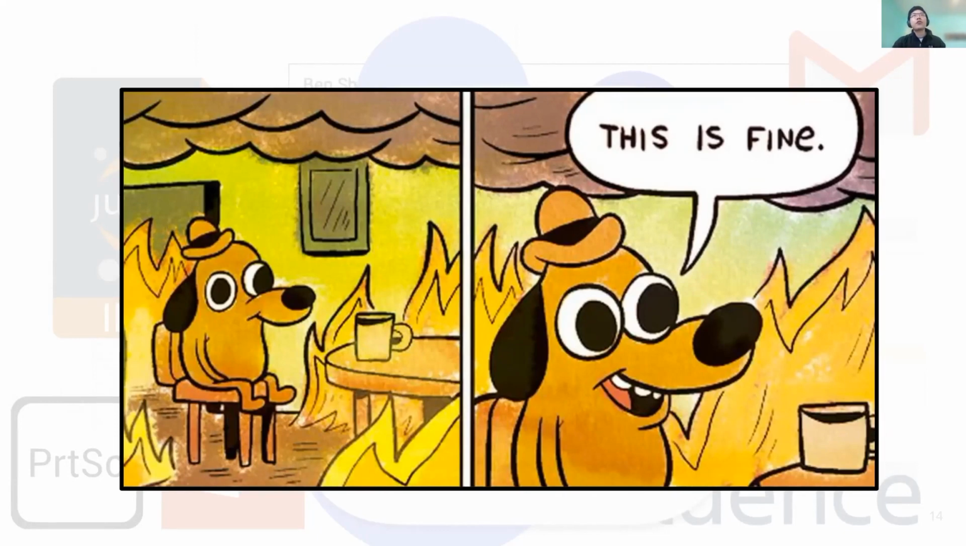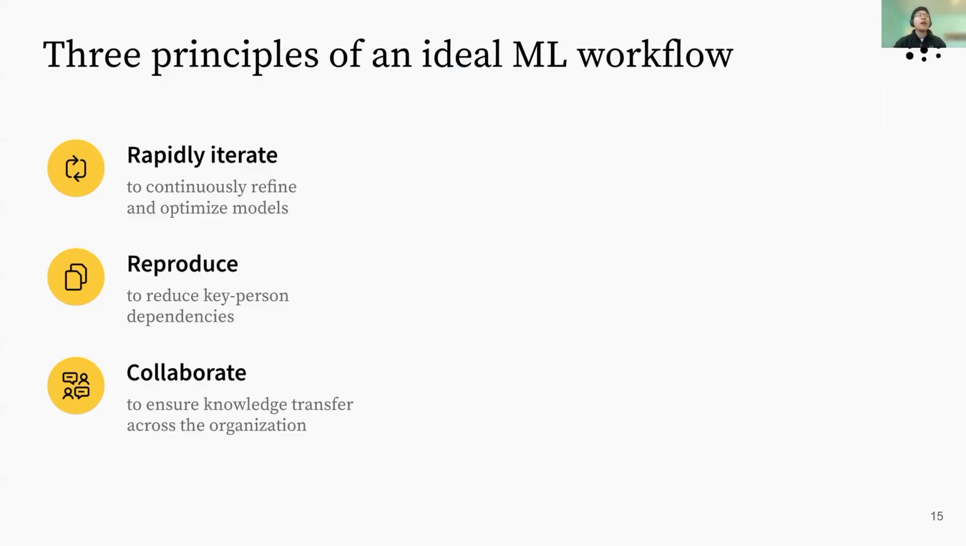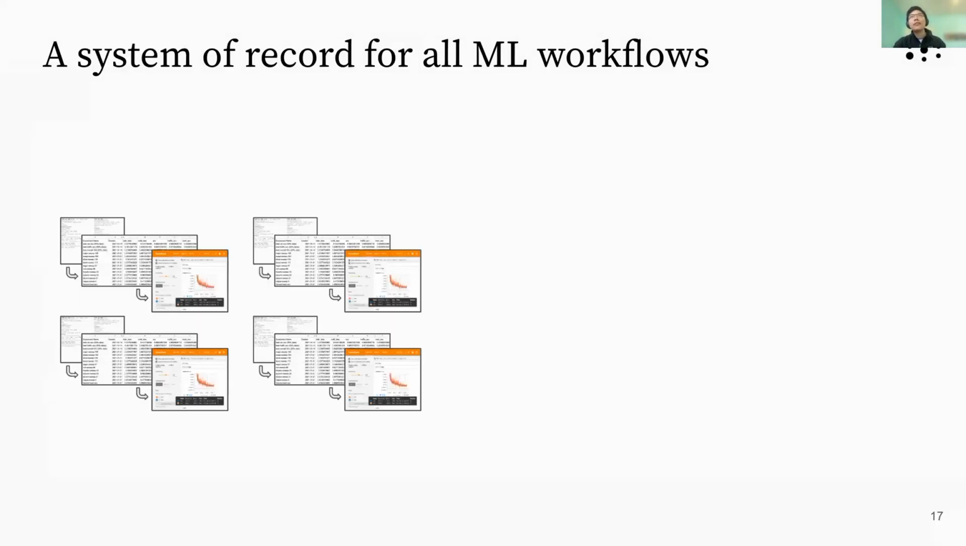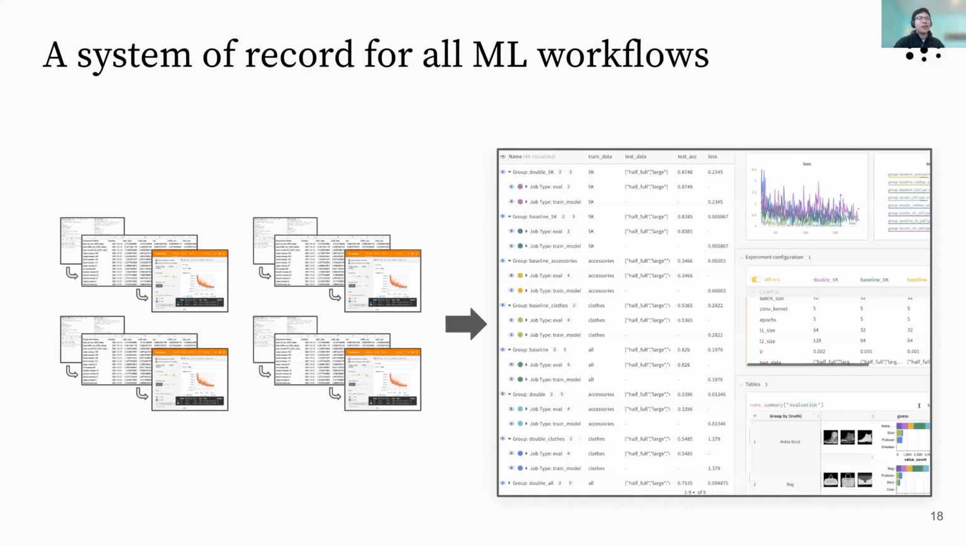And so here are 3 principles for a more ideal ML workflow. Ideally, we're able to rapidly iterate, reproduce, and collaborate on the work that we're working on. Okay, so number 1, rapidly iterate. What do I mean by that? Well, we have these different experiments that are running in their own separate enclaves, and we'd like to bring them back into one single repository.